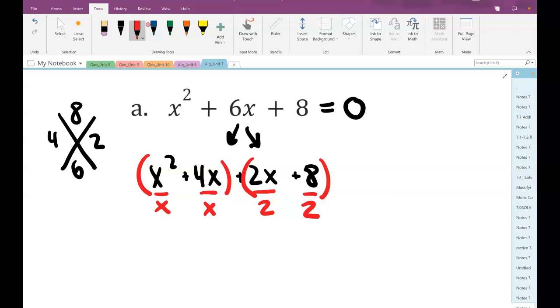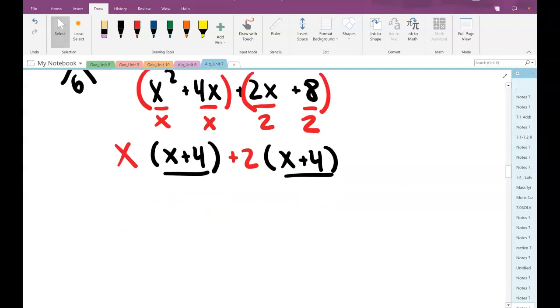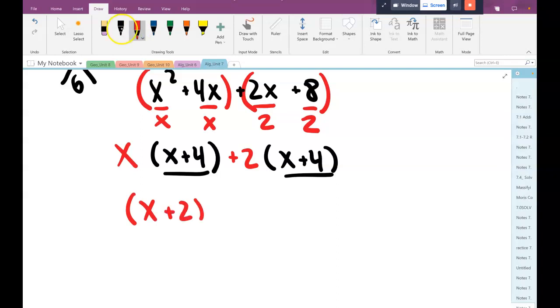So when we're writing this out in our factored form, we'd have x, parentheses. This would be an x plus 4. We close our parentheses. We have a plus 2 out in front. Close our parentheses. This is an x plus 4 as well. We got our match. We keep going forward. Group together again, x plus 2, x plus 4.